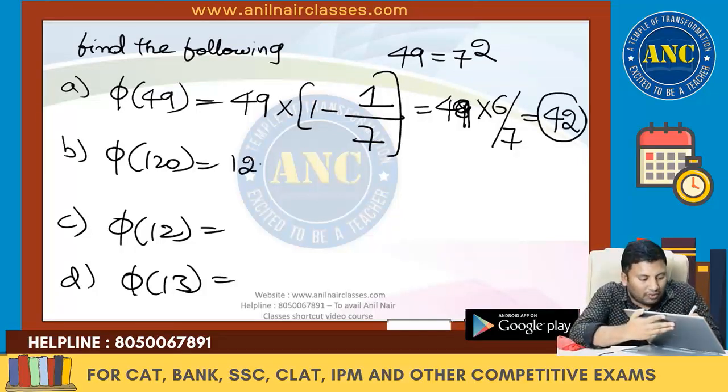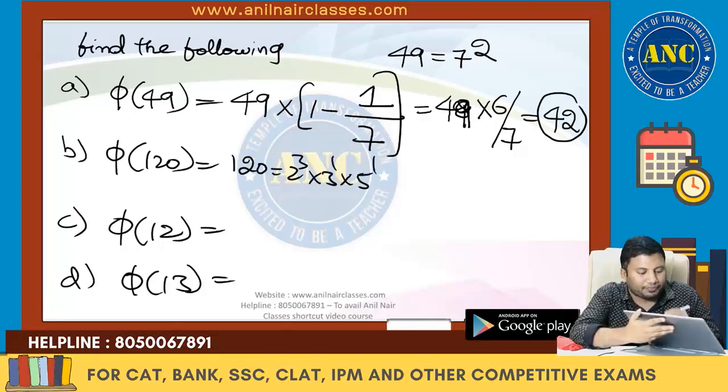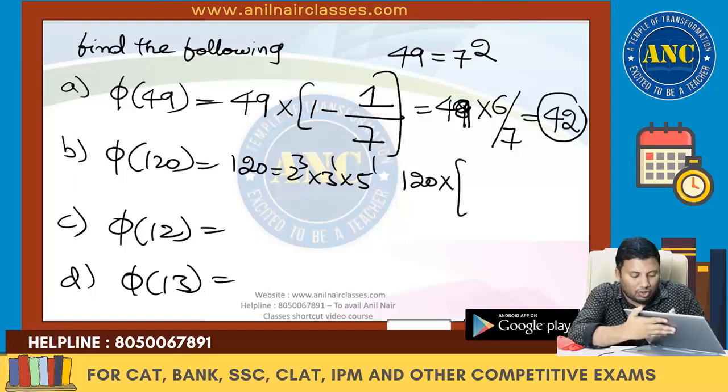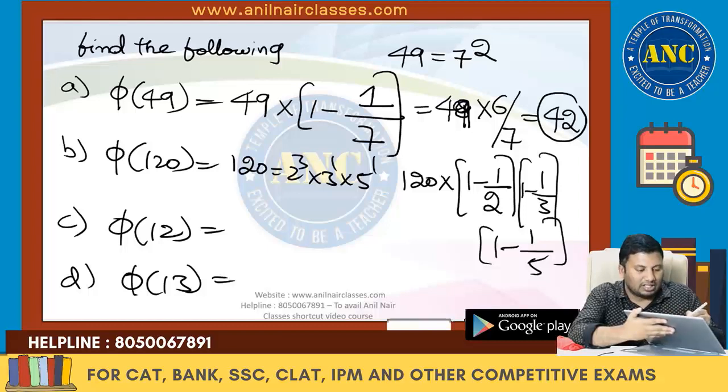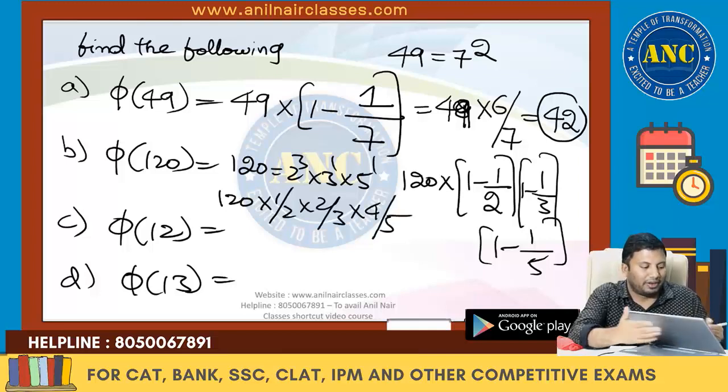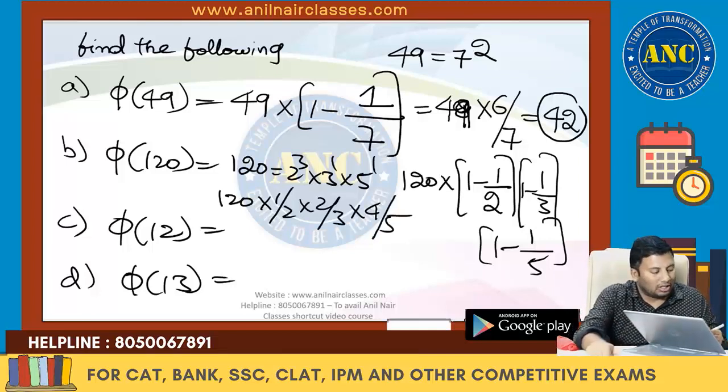120. 120 is 2 cube into 3 into 5. For every 2 consecutive, one number is divisible by 2. For every 3 consecutive, one number is divisible. For every 5 consecutive, one number is divisible. So it is 120 into 1 by 2 into 2 by 3 into 4 by 5. I hope you are all there with me.